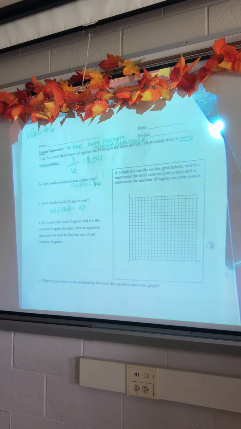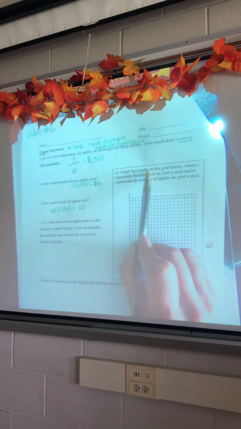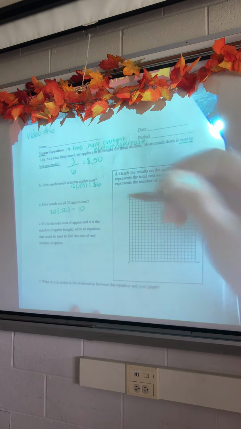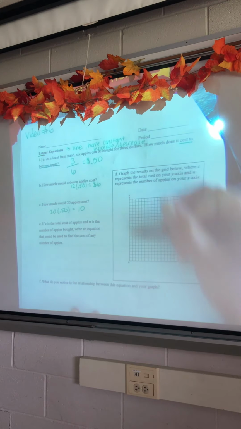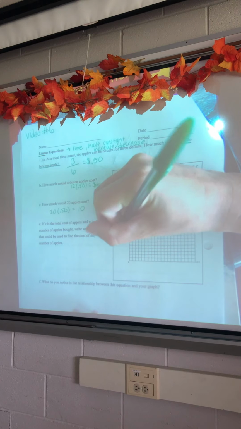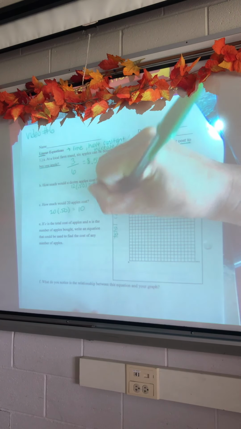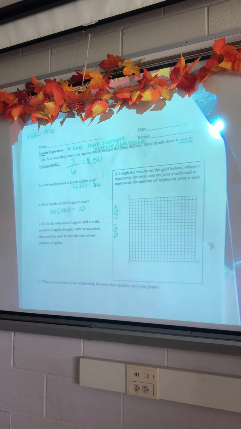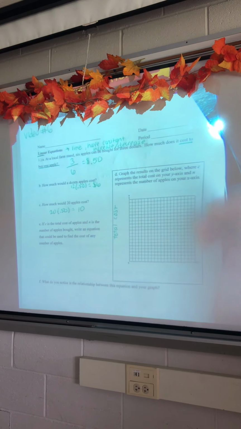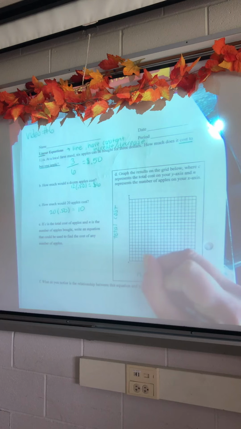All right, then we go to part D, which is the graph. It says, graph the results on the grid below, where C represents the total cost on your y-axis. So my y is to the sky, so y is the up and down axis, the vertical axis. And I'm going to write total cost on there. And N represents the number of apples on your x-axis. So the x-axis is your horizontal axis. It goes left to right. And that's going to be number of apples.